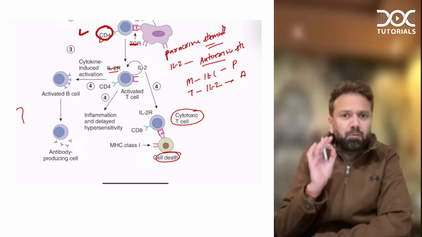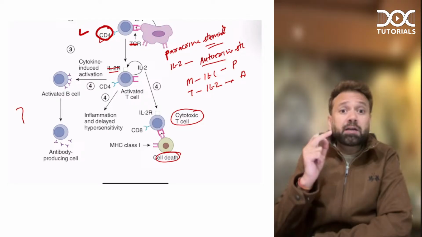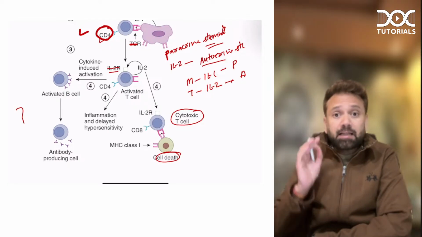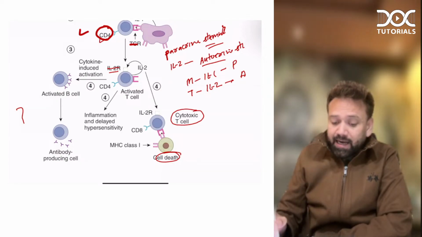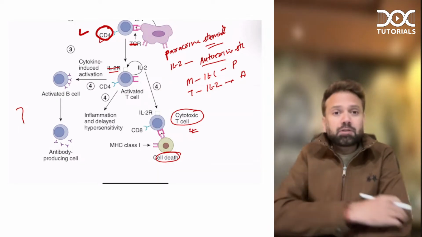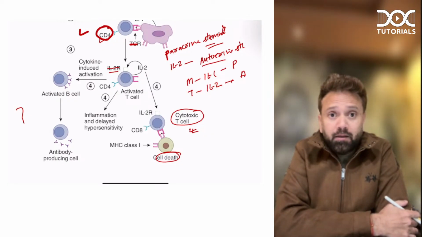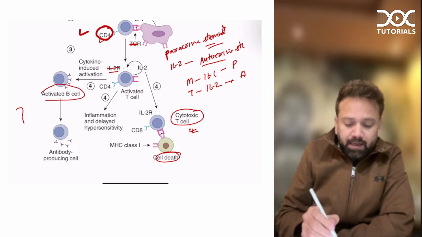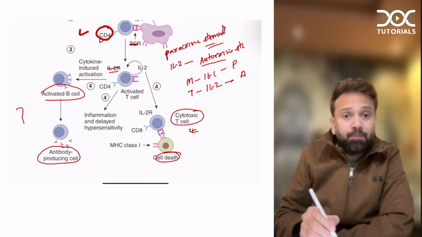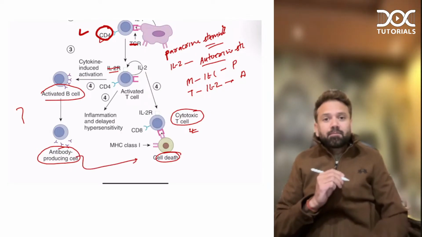Can you understand this beautiful mechanism of immunity? Whenever T lymphocytes are activated by macrophage, they will cause cell death by forming cytotoxic T lymphocytes. On the other hand, they cannot form antibody. Antibodies are formed by B cells. So they will also activate B lymphocytes so that they can form antibody producing cells, plasma cells, and these antibodies will again cause cell death.